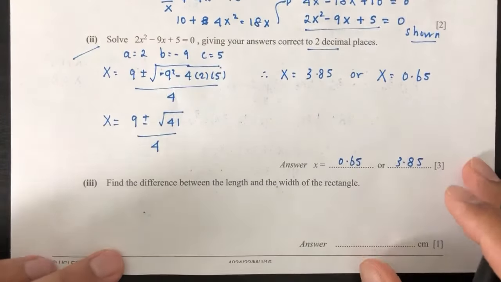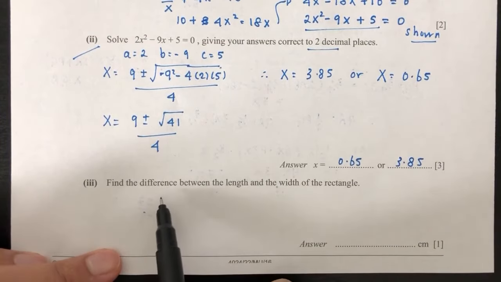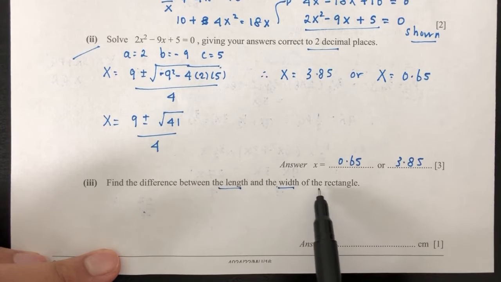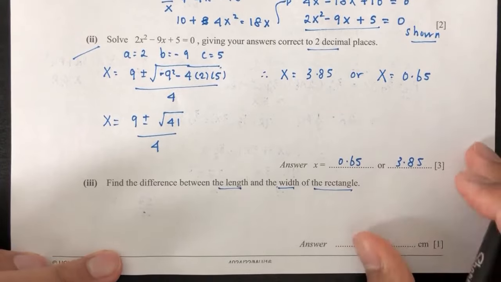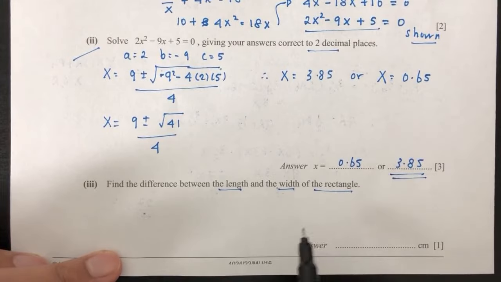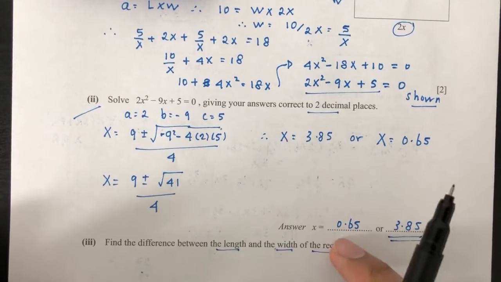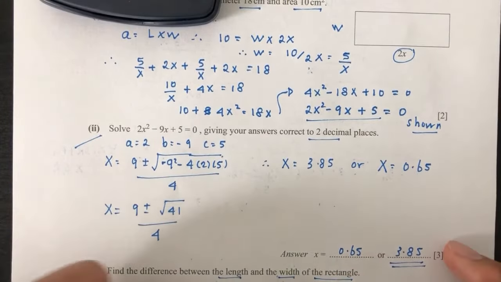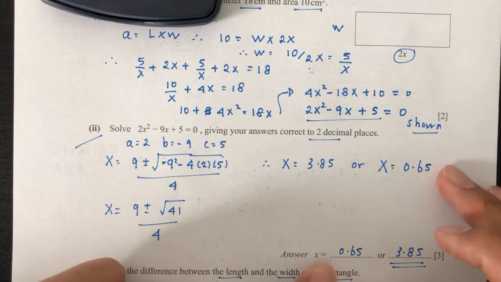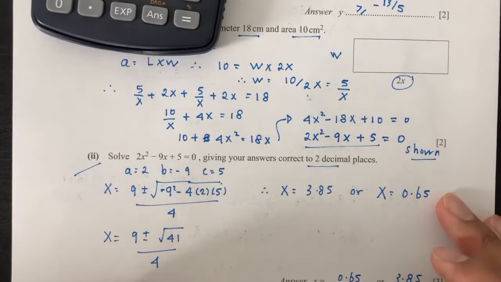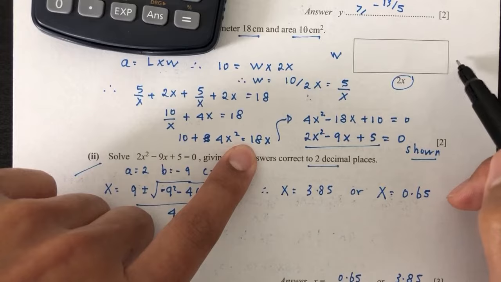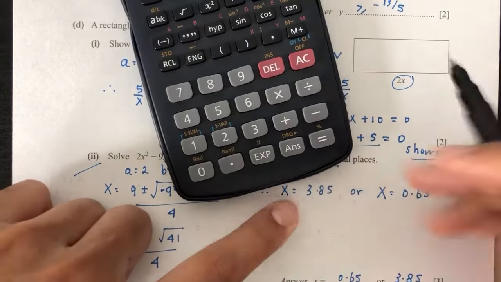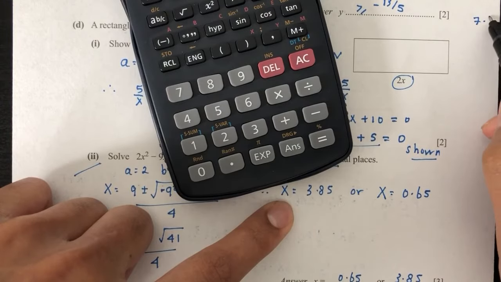So part 3, find the difference between the length and the width of the rectangle. So for the value of x, we will take this one. Let me explain why we take this one as your value of x. So let's say x was 0.65. So the width will be 5 divided by 0.65. The width will be 7.69.